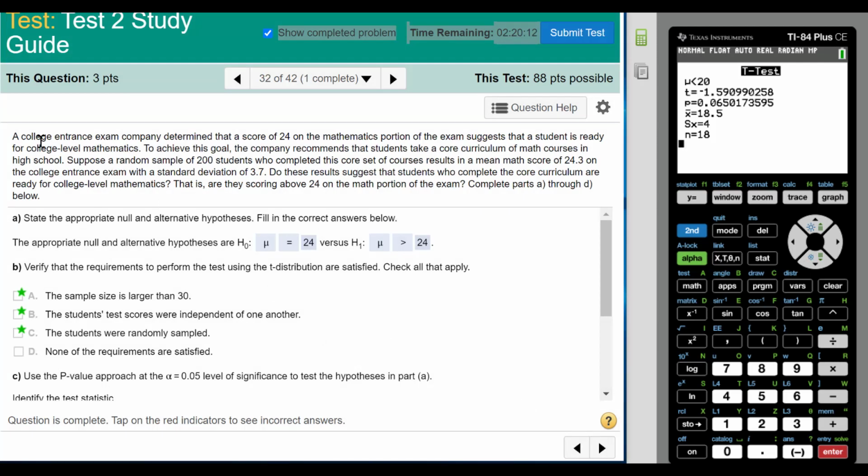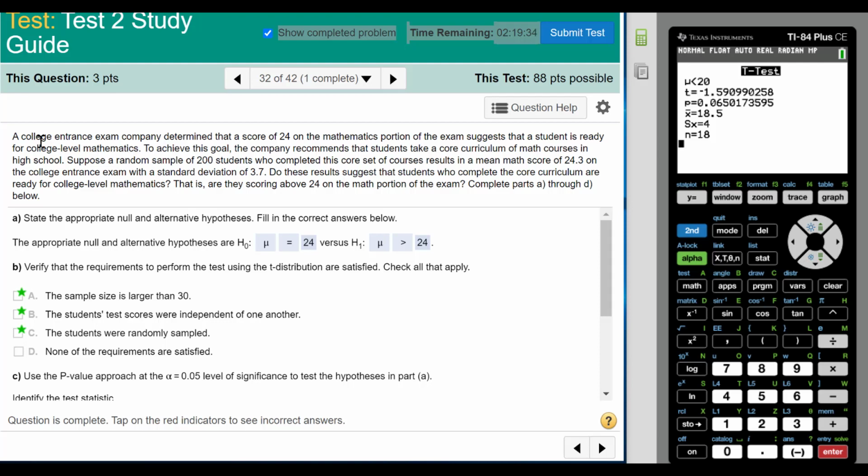Next question. A college entrance exam company determined that a score of 24 on the math portion of the exam suggests that a student is ready for college level. To achieve this goal, the company recommends that students take a core curriculum of math courses in high school. Suppose a random sample of 200 students who completed this core set of courses results in a mean X bar of 24.3 on the college entrance exam with a standard deviation of 3.7, S.